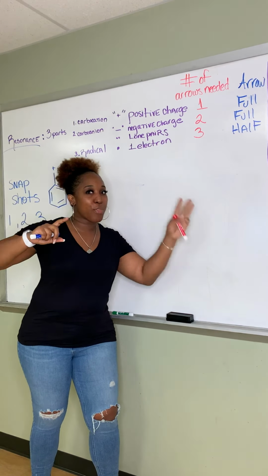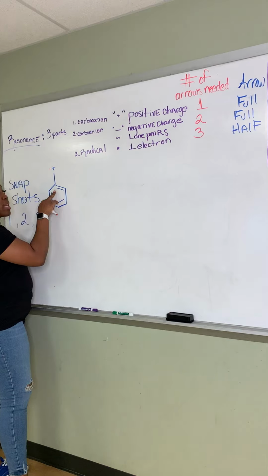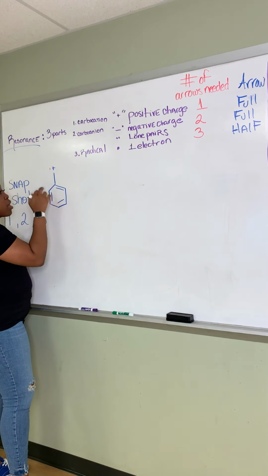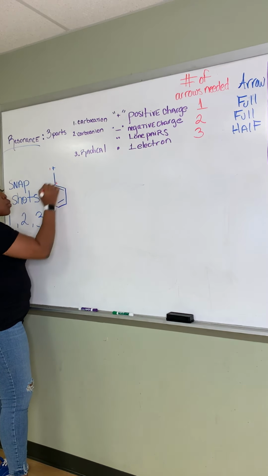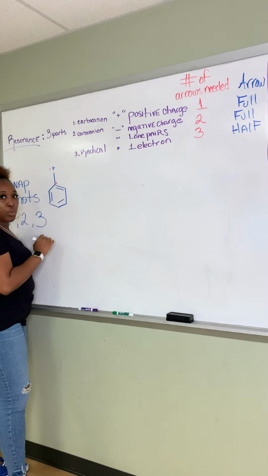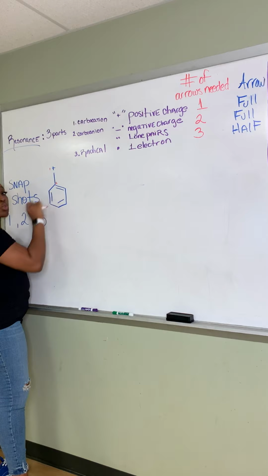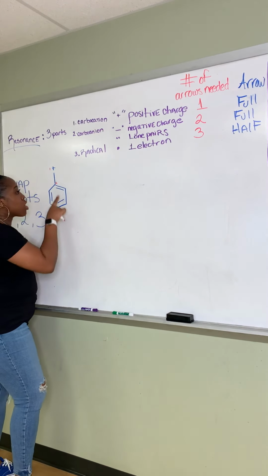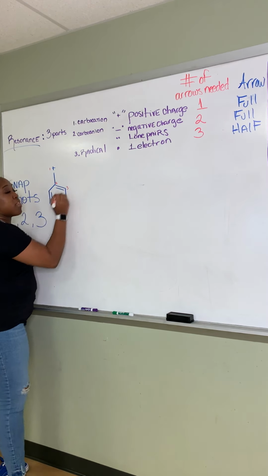With resonance, we worry more so about the sp2 bond, which is your double bond. That's going to be the electrons that you're going to be moving. So I'm looking at the double bond that's right here. I automatically know this one is 2, but where would my number 3 be? This can't be number 3 because there's no actual double bond in between there. So it has to be on this side.